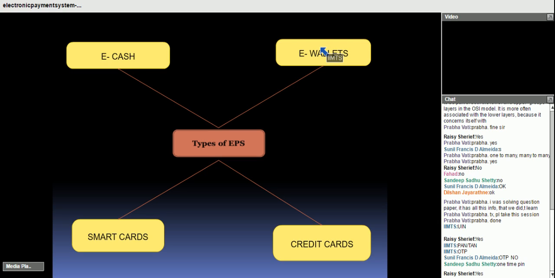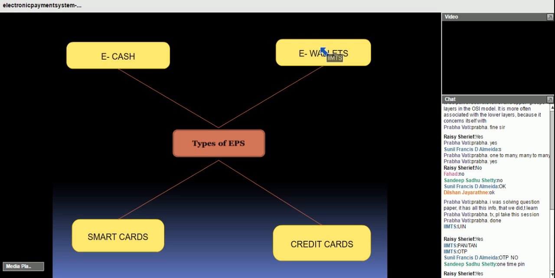We have to just swipe that particular smart card on that machine, so automatically say 20 rupees or 50 rupees is deducted from the smart card, and once the balance is over we have to get that card recharged again. So that is the concept of the smart cards.